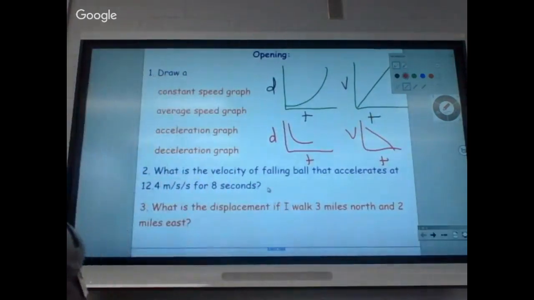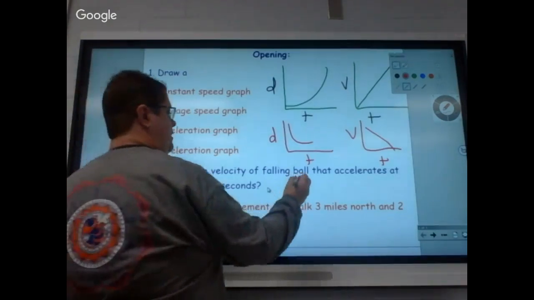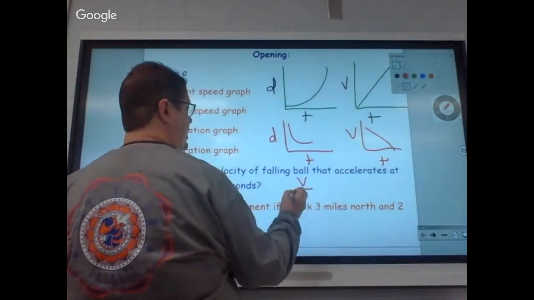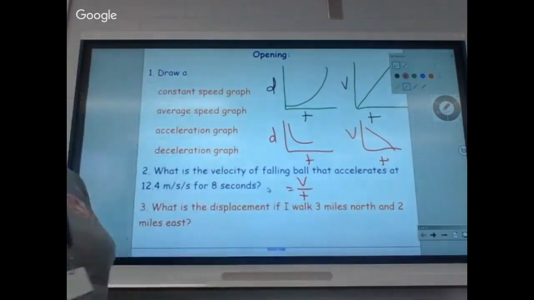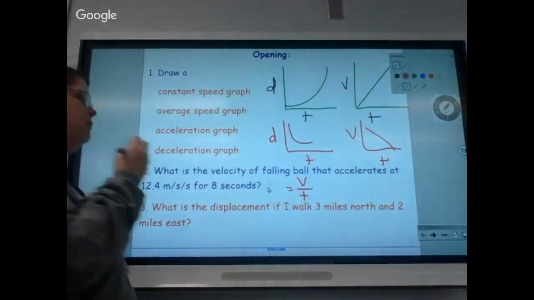Okay, so number two. What would you do there to solve for velocity on the test Monday if I asked that? What formula would you pick? No. Okay, so O'Snell said velocity over time. So if it's velocity over time, what's it equal to over here? It's equal to A.